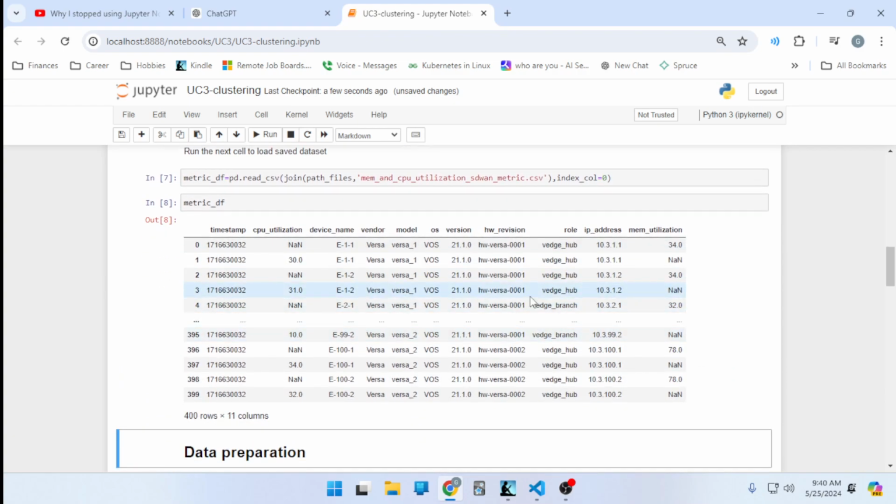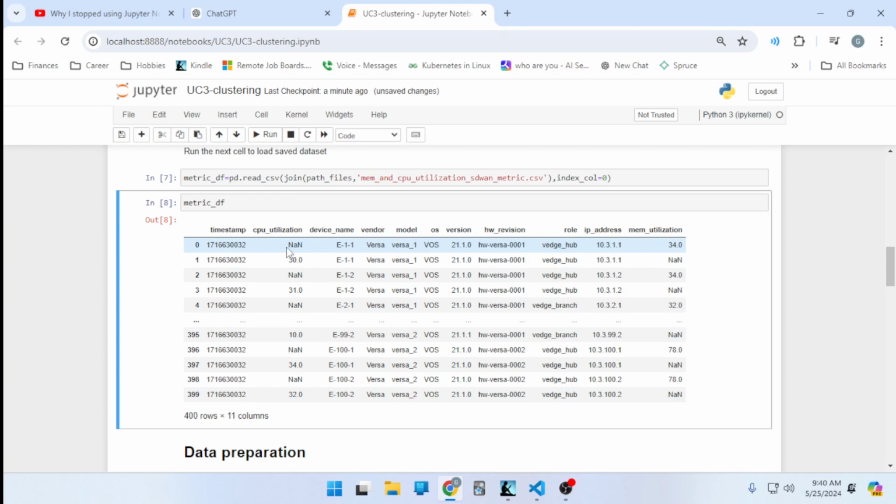There we go. So here's the data frame, and it's not cleaned up yet. So we've got the duplicate entries for each device, and then we've got CPU as not a number with memory filled in for one entry, and vice versa for the other one. So we can just fill in the NaN with zeros and then add the two together, and we get the same value.